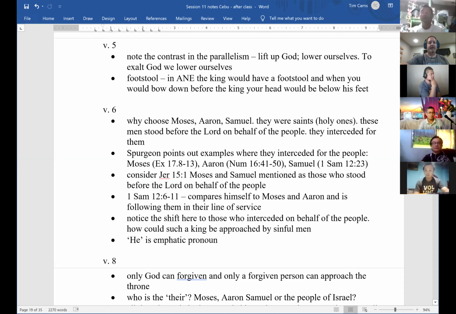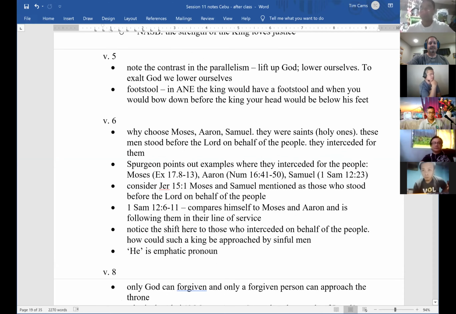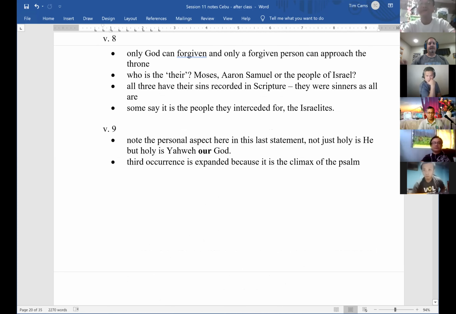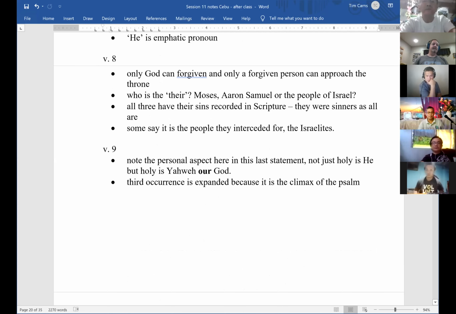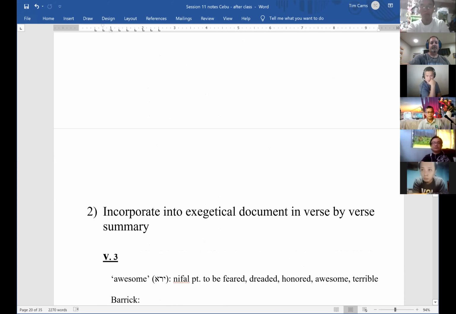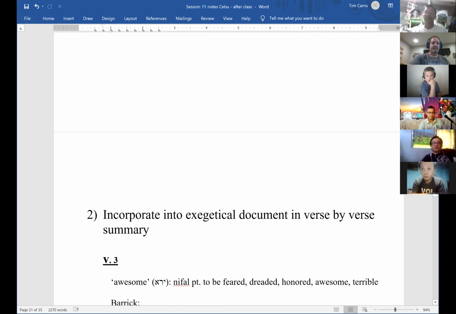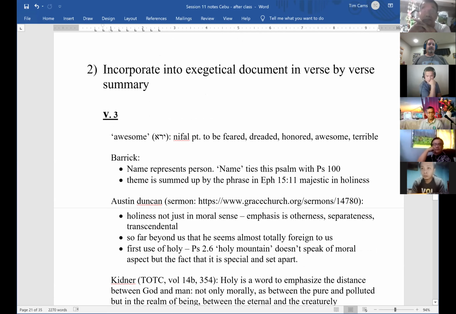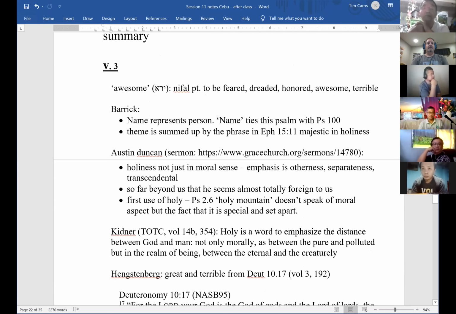And notice I organized them by verse. I had those comments about verse 4, verse 5, 6, all right? And that's what I do. So I just highlight, underline, copy all those comments. And then the second step is I incorporate those comments into a document. So I take all of my resources, every resource that I look at, and I collect them. So for example, let's say this is what verse 3 would look like. I looked up awesome.